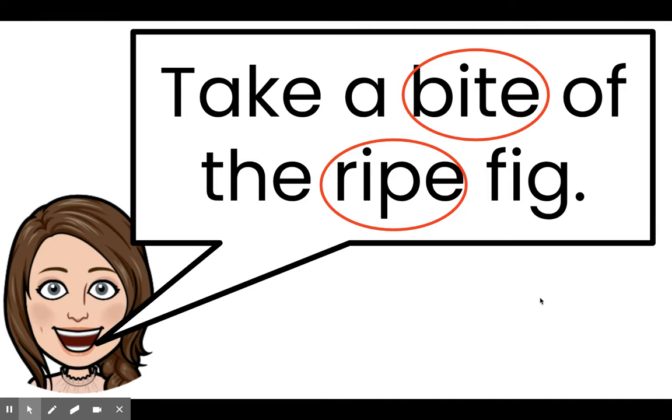Now, let's look for any words in this sentence with the short I sound. Do you see any? Let's read it again. Take a bite of the ripe fig. Are there any words with the sound I? If you're pointing to this word, you're right. This is the word fig. It has the short I sound in the center, in the medial or middle position.